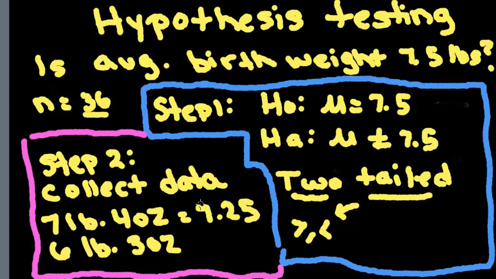Step 2 is to collect our data. So we go to these 36 randomly selected babies and we write down their birth weights, 7 pounds 4 ounces, 6 pounds 3 ounces, and we make sure that we convert their birth weights from pounds and ounces to decimals by taking the ounces and dividing by 16 so that we get an accurate decimal. Since the population mean is in decimal form, we need to make sure that this matches and is in decimal form. So for instance, 7 pounds 4 ounces is 7.25.